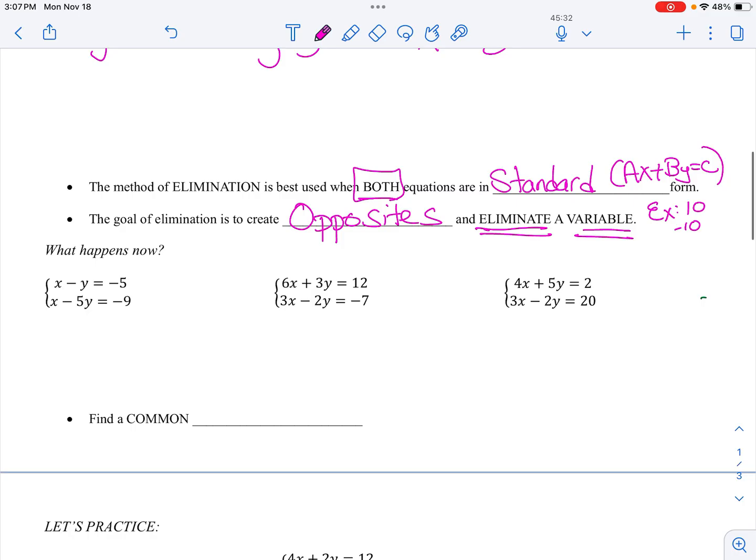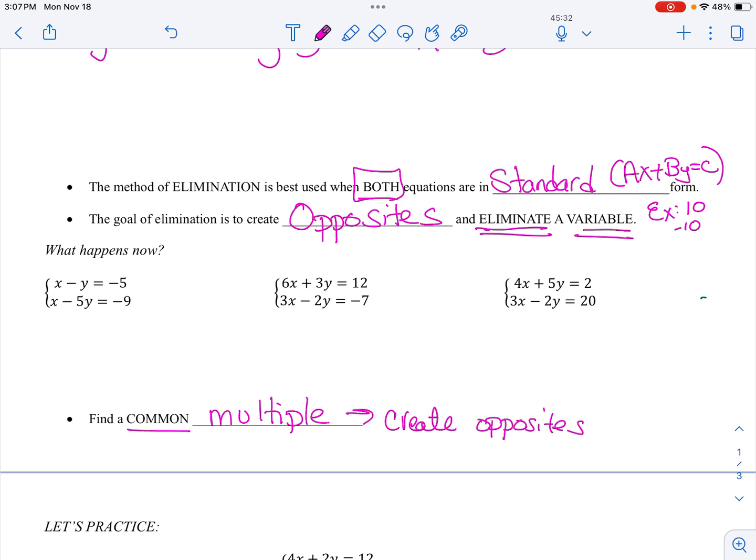Now, this section says what happens now. So I want you to take a moment and notice. I notice that all of my equations are in fact in standard form. However, I don't notice any opposites. When I don't have opposites, I'm going to have to create opposites. And the way I create opposites is I create a common multiple, a common number that both numbers multiply to. This will help me create opposites.